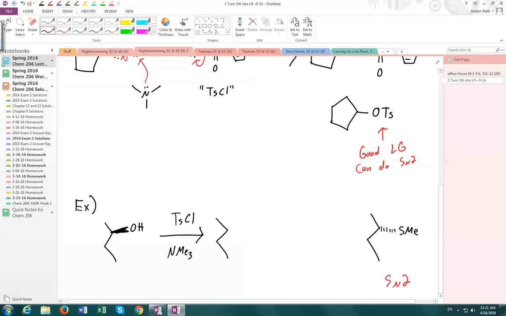Essentially what that does is it turns our alcohol. We didn't change anything about the chiral center. We did no reactivity of the carbon-oxygen bond, and so it stays on a wedge. And so we end up with OTs. Now it's your job to convert this OTs into this S-methyl. So, let's see, what is the nucleophile? What does the nucleophile need to be?